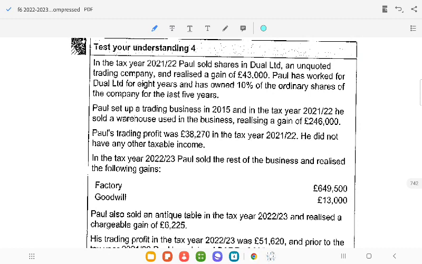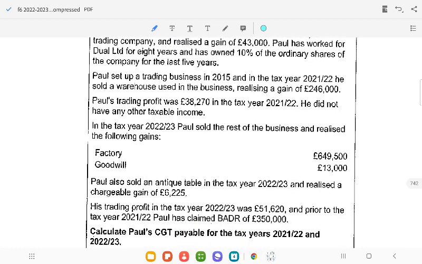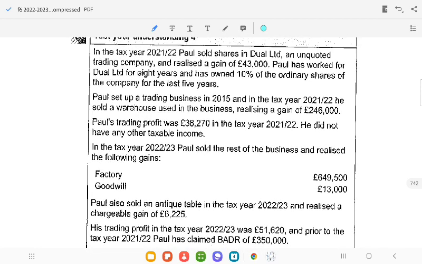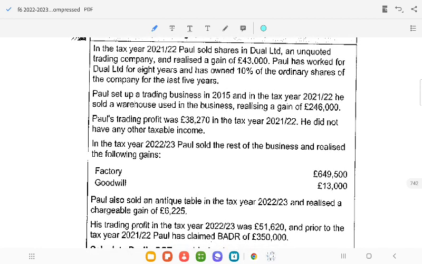Here in this question, they have mentioned the record of 2 years. So we have to consider the fact that in the first year, the person is selling only one asset and realizing a gain. In fact, the person is selling a warehouse and realizing a gain of 2,46,000. This gain won't attract the BADR relief because the intention is not to cease the business.